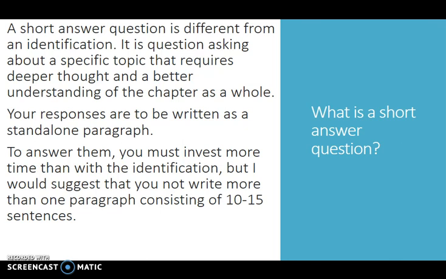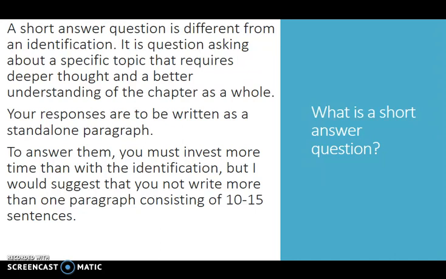The key thing to understand is a short answer question is really different from identification. An identification usually is just asking about a specific person. The short answer question may be similar to the identifications, about maybe an event, but basically it's asking about a specific topic that requires deeper thought and a better understanding of the chapter as a whole. So you're going to have to put a little more time looking at the chapter than you probably would with an identification question.